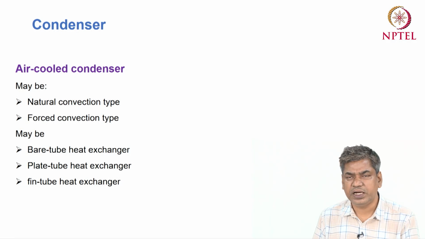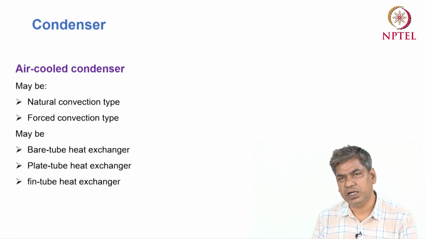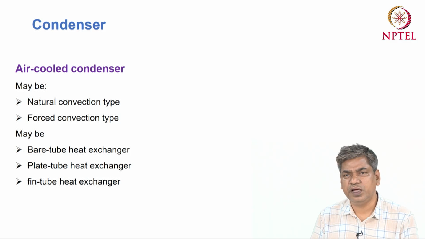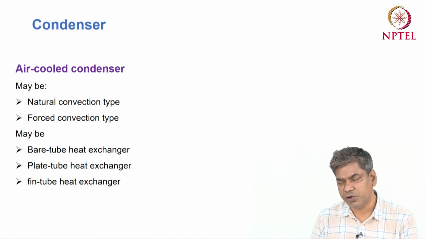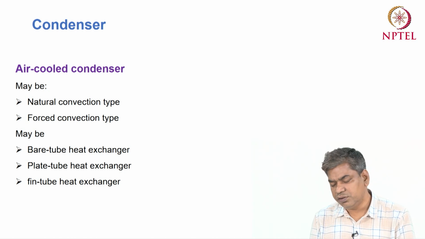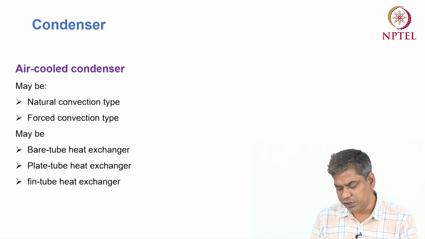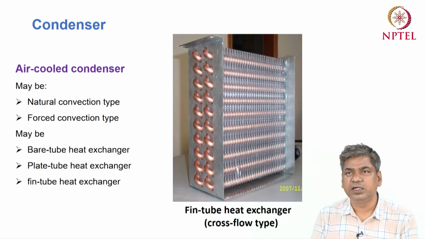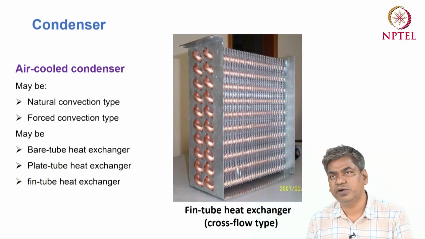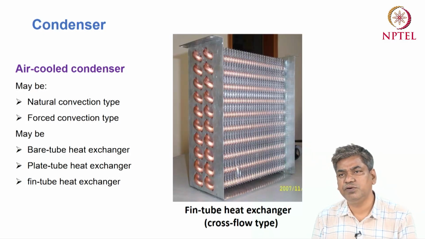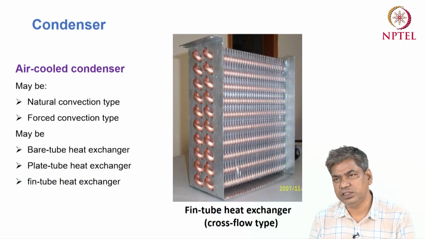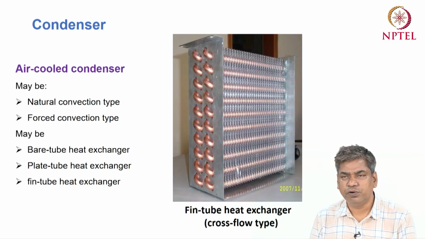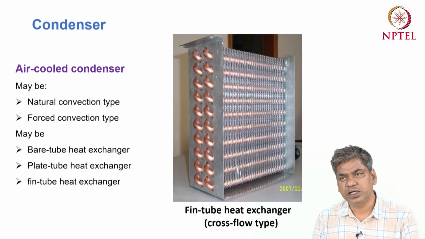Okay, so plate and tube combination also we can use, and also we can use fin tube type heat exchanger. This fin tube type heat exchanger is widely used for air conditioning applications. In the case of an air conditioning condenser, that is basically fin tube type. Here a figure is shown. This is the fin tube type condenser, and it is used for air conditioning application. The flow configuration is cross flow type.